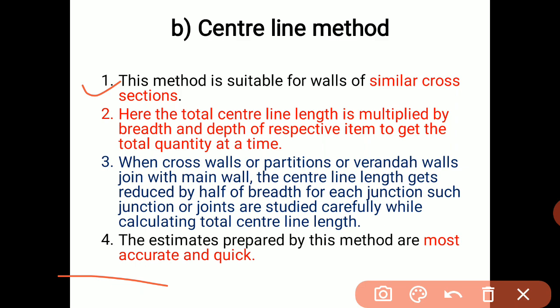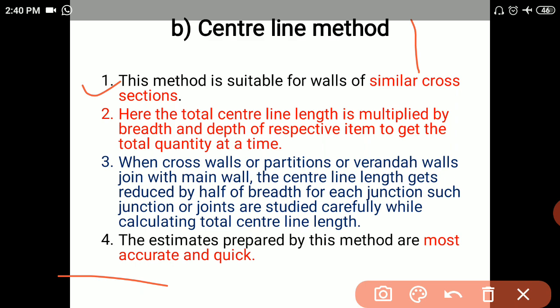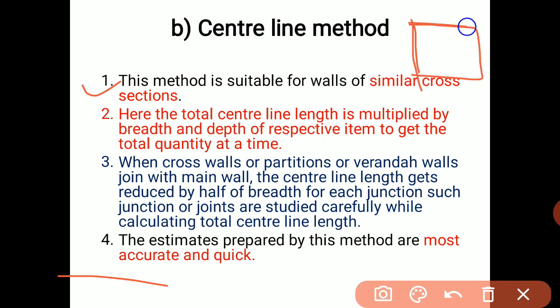So this is the case for simple four walls, but when walls cross or come in partition with each other, then the center line gets reduced by half the width at each junction. Such junctions or joints are studied carefully while calculating total center line length. So in that case, what will be the formula for the center line method?